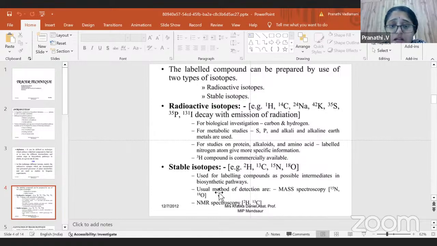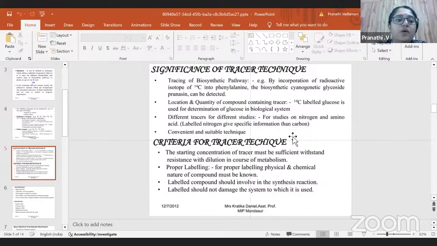You use even stable isotopes. They are going to be labeled as possible intermediates in the biosynthetic pathways. So you can distinguish them or find them using mass spec or NMR spectroscopy, depending upon whichever isotope you're using. How is it going to be useful for us? If you're incorporating your C14 into phenylalanine, you're going to find out the cyanogenetic glycoside prunasin. It can be detected whether it is present or not in that particular pathway.